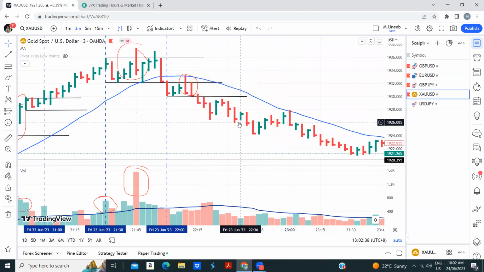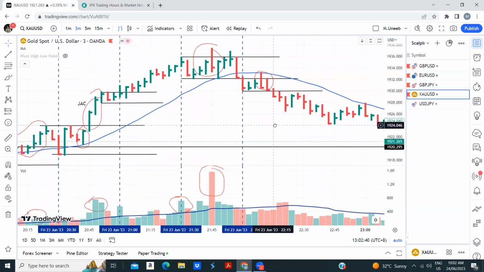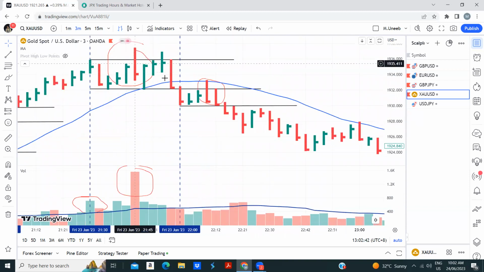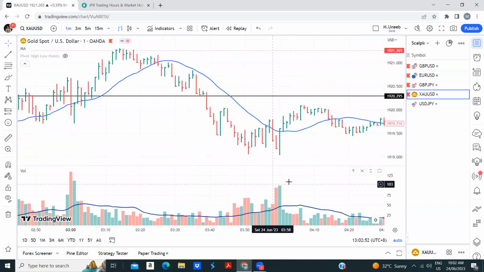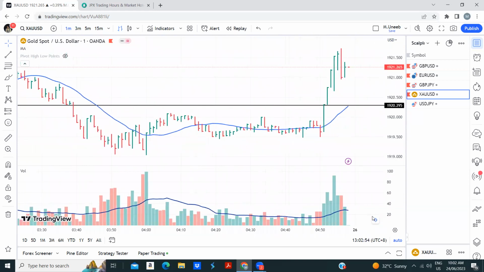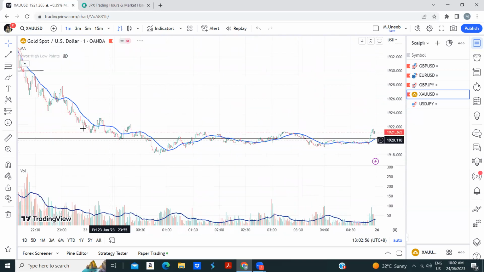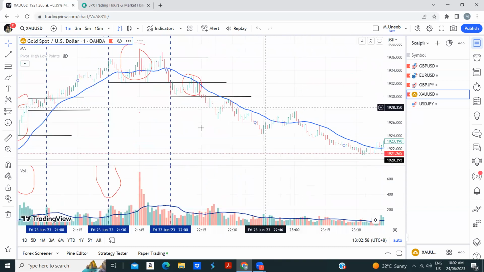Okay. So once you don't get a chance to enter on the test on a 3-minute time frame, what you can do is also shift to the 1-minute time frame to find a more perfect entry. Basically, you can only do this when the 3-minute and 1-minute time frames are open side by side.